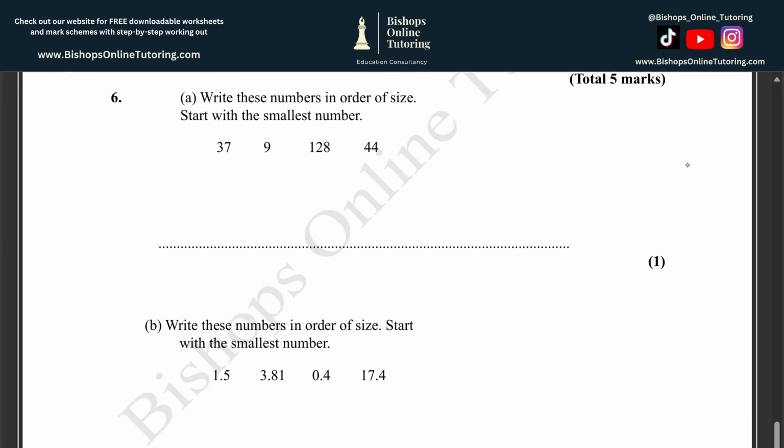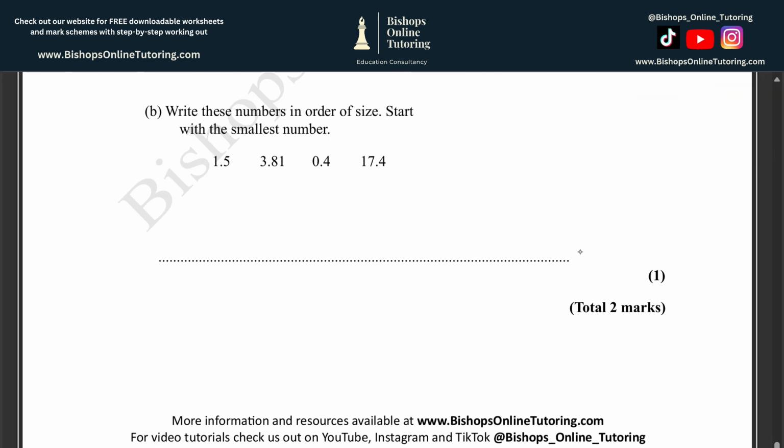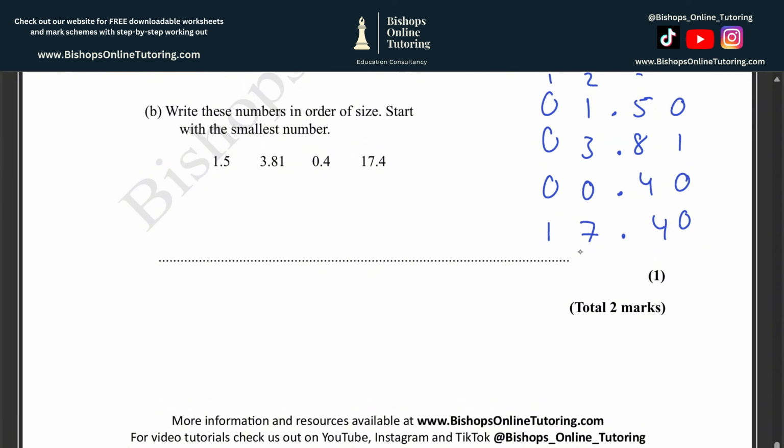Okay, over here we can see that 9 is the smallest number, then 37, then 44, and then 128. Okay, let's do the same thing over here. So let's write 1.5, 3.81, 0.4, and 17.4. Now add a bunch of zeros to complete the grid. Now that's column number 1, number 2, number 3, and number 4. Just do a line underneath.